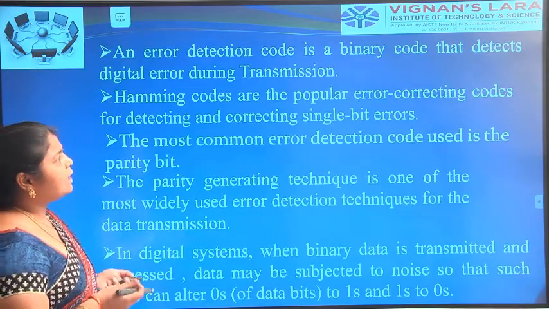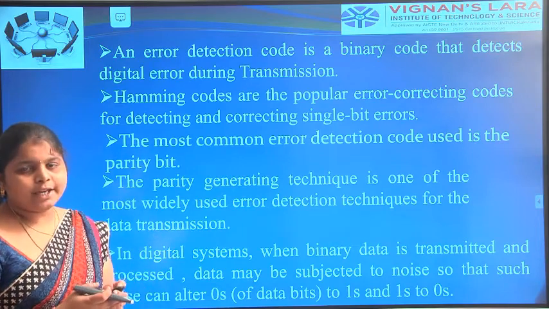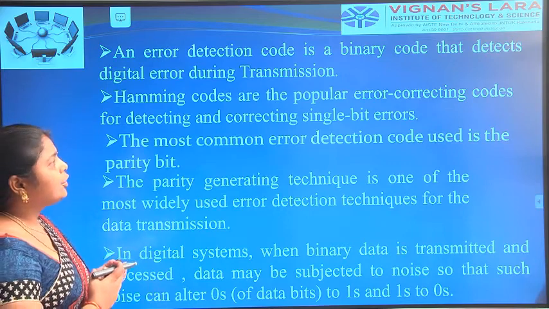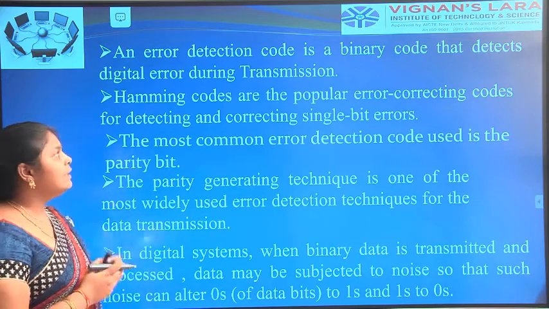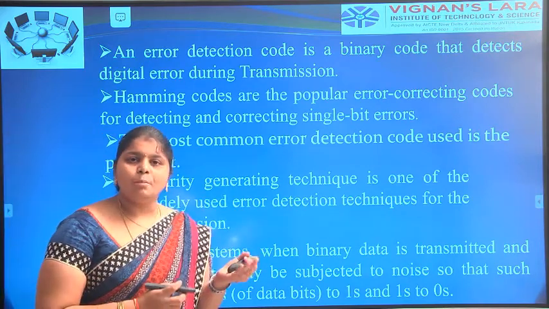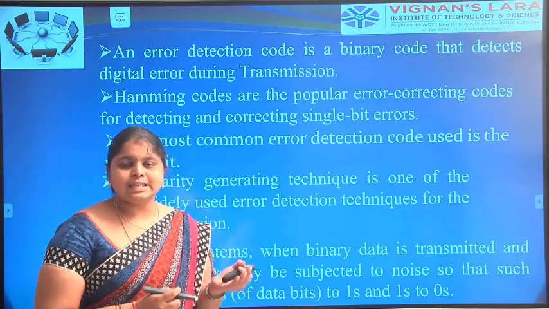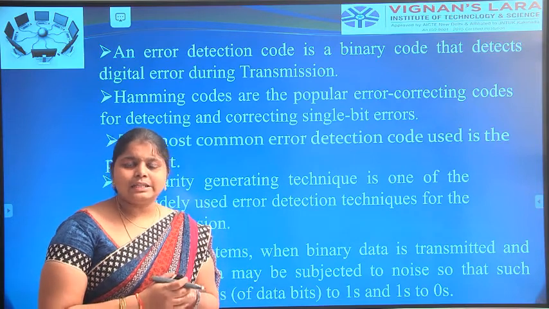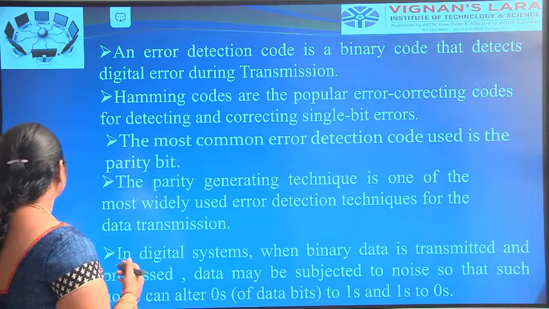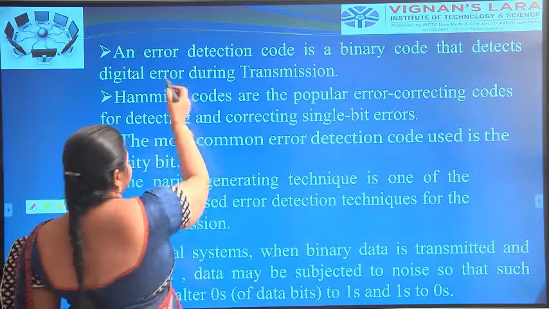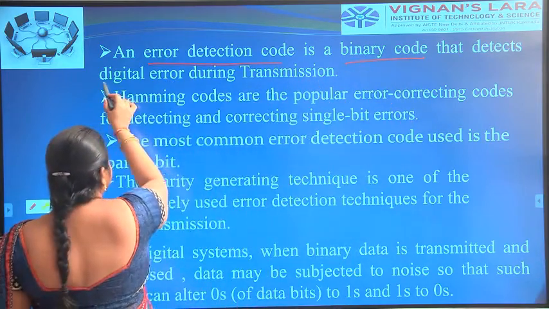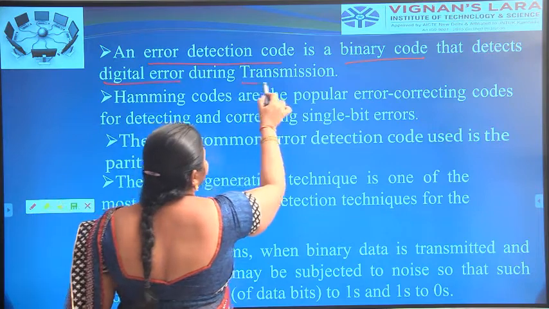Next, an error detection code is in the form of binary code or text. A binary code that detects the digital error during the transmission. In an error detection code, the information can be in the form of binary code, which detects the digital error that occurred through the transmission channel.